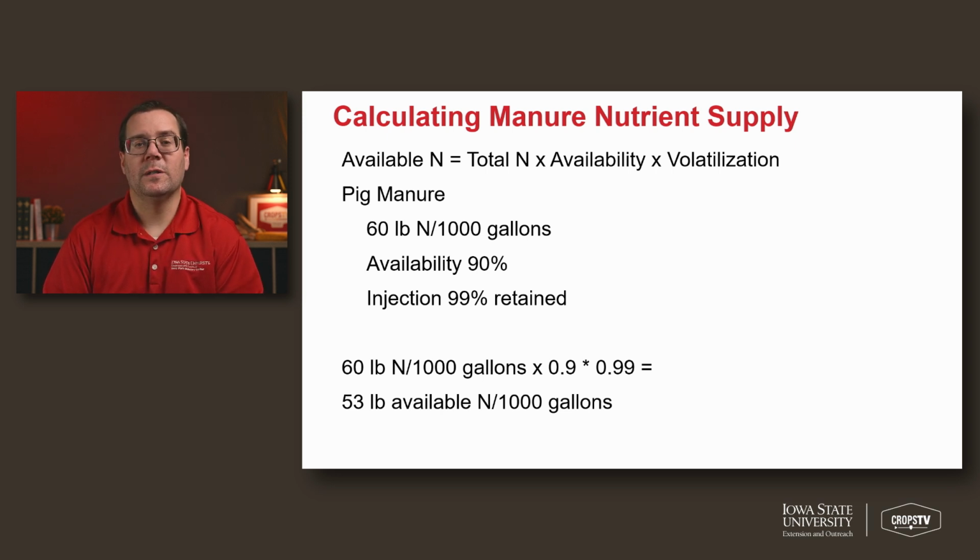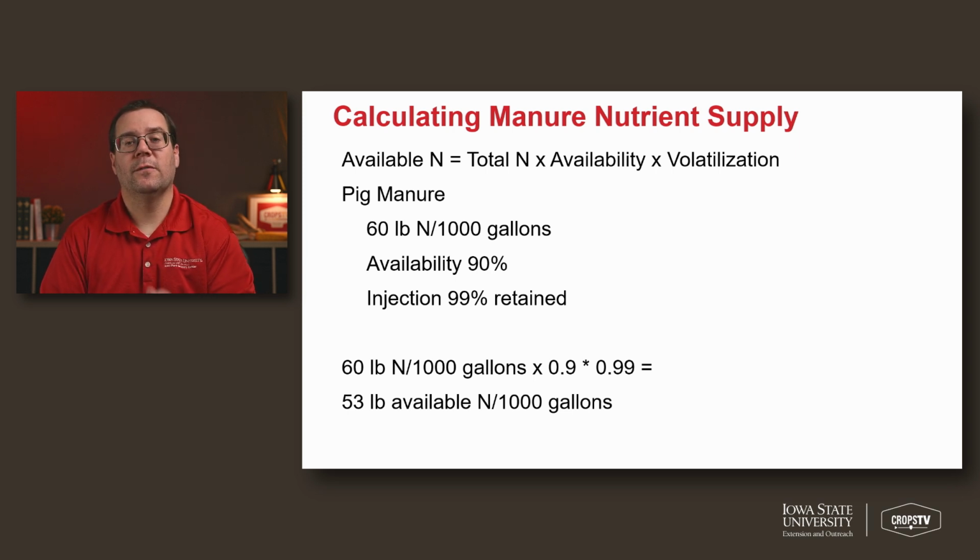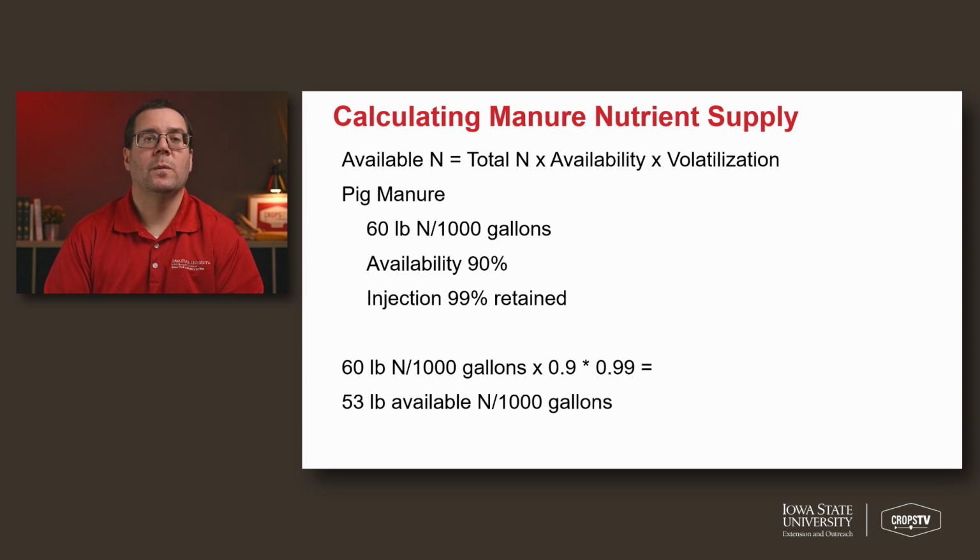I said I was going to do injections, so it's going to be 99% retained. So we're going to take that 60 times whatever we assume for availability, in this case 0.9 times the 0.99. And for every 1,000 gallons of manure we put on, we're going to say that we're supplying 53, right? That's our best guess of what we're getting out of that based on what we sampled was in the manure, knowing that there's some variation about that.